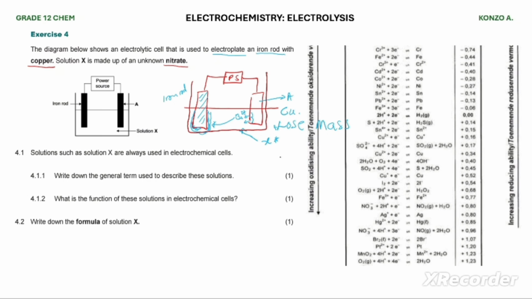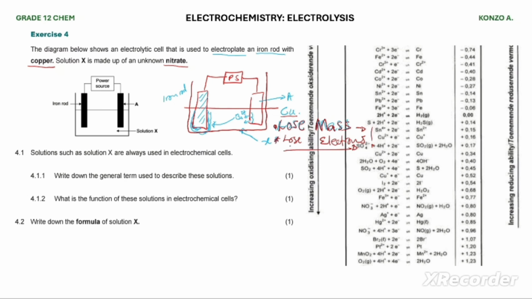I think I should use red here. I said whatever we're trying to use to electroplate another metal should lose its mass, because some of it has to go and cover the other electrode. So it should lose mass. And here's what I want you to remember: what loses mass, in short, is the electrode that's losing electrons. Or you can say what loses electrons loses mass, and what loses mass loses electrons, whatever the case may be.